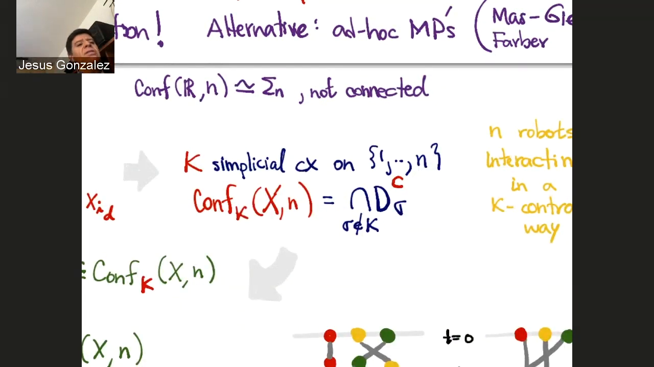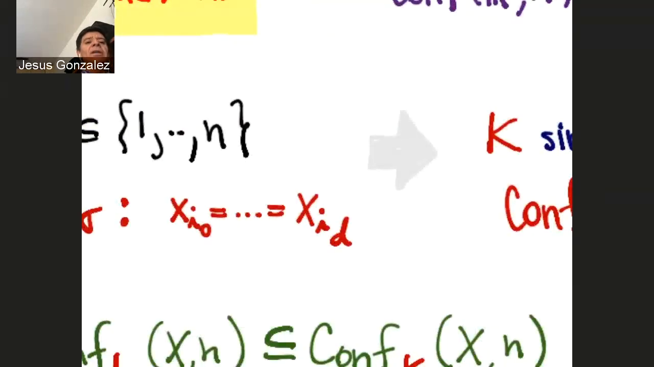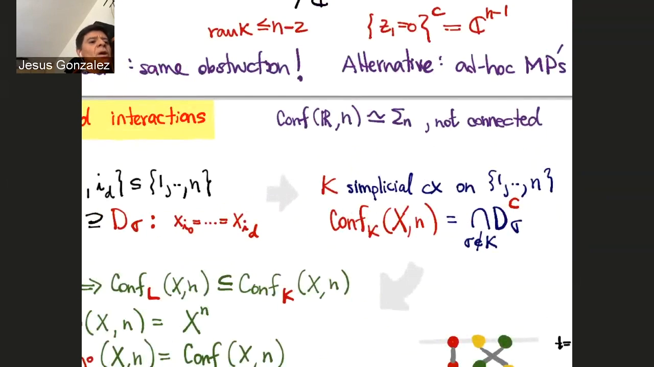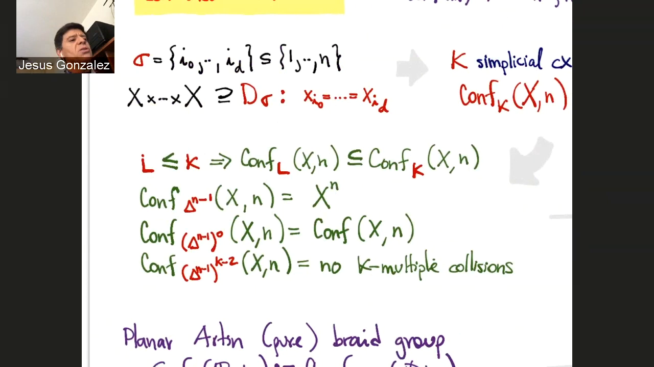And this would be just the intersections of all these partial diagonals running sigma over the non-faces of K, the complements of those things. So this is just imposing restrictions on which ones, this is the complement. So I don't want these kind of equalities depending on the non-faces of the simplicial complex. So what are the properties of these generalized configuration spaces?